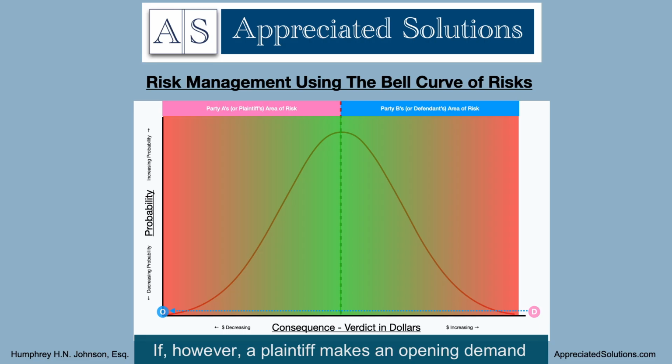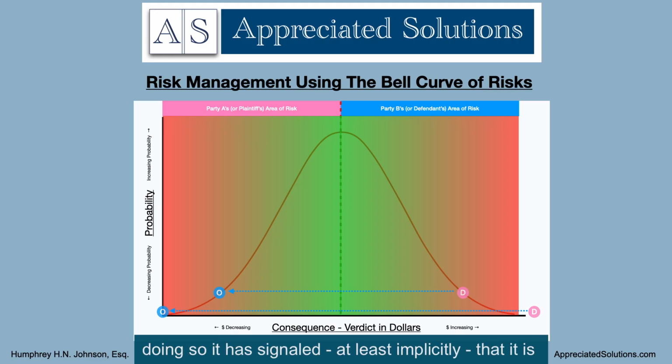If, however, a plaintiff makes an opening demand that represents a plausible, even if extreme, trial risk for the defendant, the defense may still mirror that demand and move to a number that represents a comparable risk for the plaintiff, but in doing so, it has signaled, at least implicitly, it is willing to continue in this shared risk management effort.